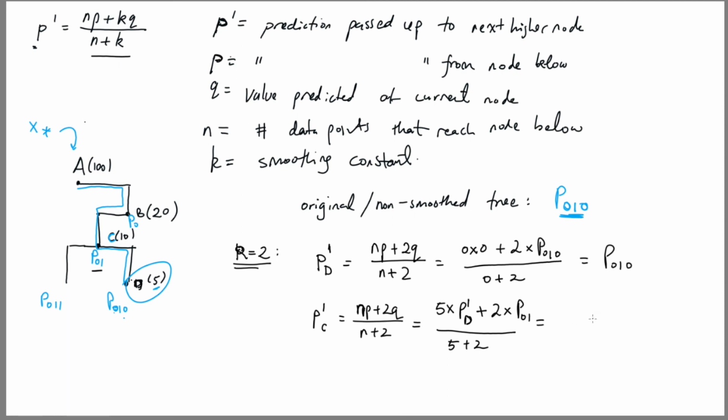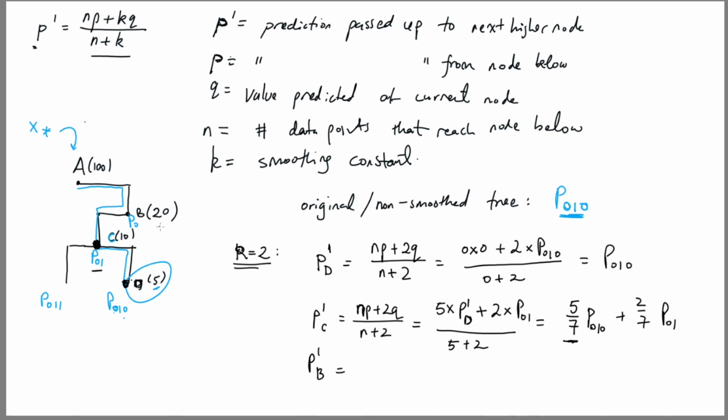So if I write this out, I'm going to get 5 over 7 P prime D, which is just P0, 1, 0, plus 2 over 7 P0, 1. What you should notice here is that the smooth prediction at node C is a linear combination of the prediction at C, from the submodel at C, and the prediction from the submodel at D. The weight that we give the lowest model, the leaf, is the highest weight, but we smooth it by still incorporating information from the previous model. Okay, let's go up one more step in the tree.